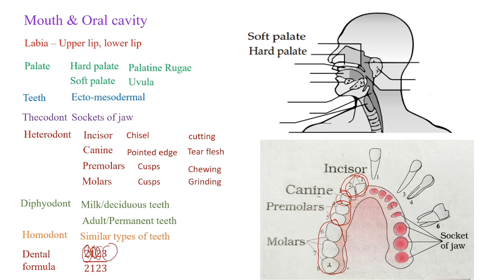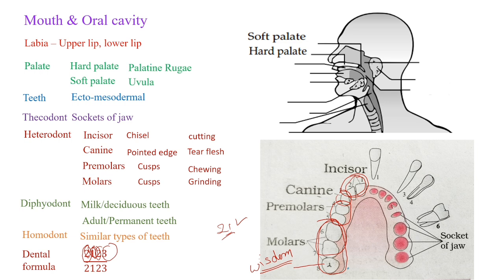In human beings, up to 21 years, only two molars are present, that is the 6th and 7th set. After 21 years, the 8th set will arise. These teeth are called wisdom teeth. They occur only after the age of 21 years. So this is the dentition of adult teeth.